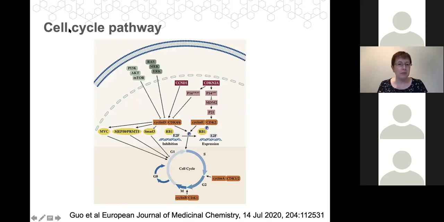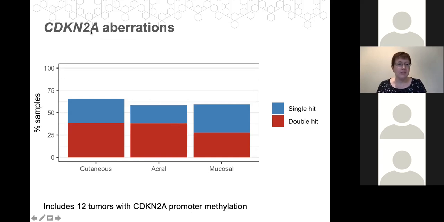Another pathway which can be important in these subtypes is the cell cycle pathway, with genes involved in progression of cells through the cell cycle. Here I'll just focus on CDKN2A, CCND1 and CDK4. CDKN2A aberrations are quite common in all 3 subtypes, and they're about the same proportion in each cohort.